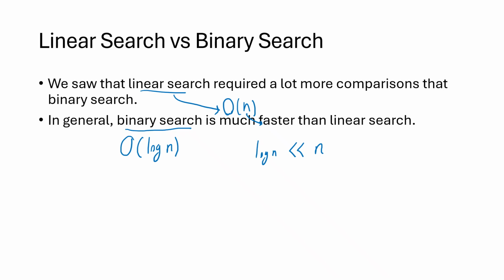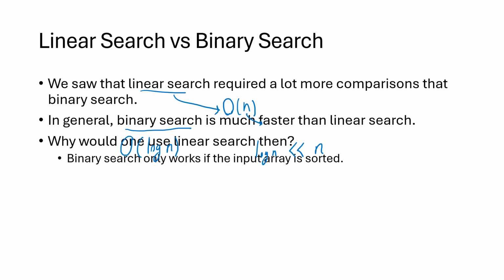So then the natural question is, why do we even need to know about linear search if binary search outperforms it significantly? And if you think about it, binary search requires some condition, and the condition is we are only allowed to use binary search if the sequence is sorted. If it's not sorted, then binary search may not give you the right answer. So that's the catch here. You are only allowed to use binary search if the sequence you're searching in is sorted.